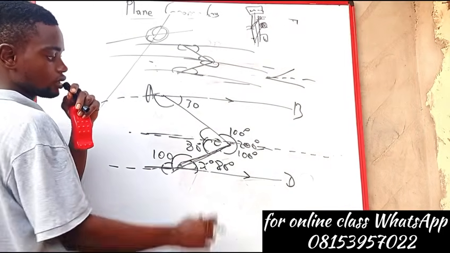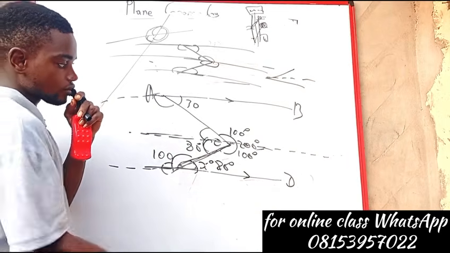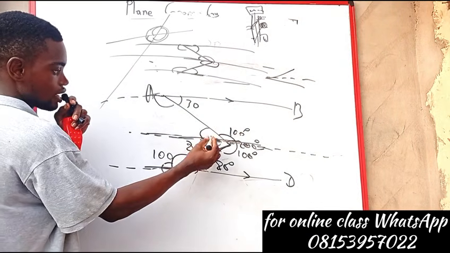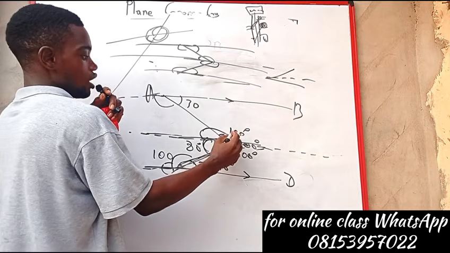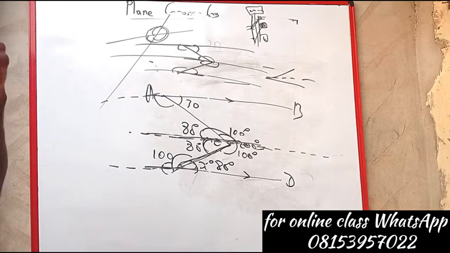Now how can I get this one? If you look closely, what can you see? You can see a straight line. If here is 100, this is a straight line, and a straight line is equal to 180. 180 minus 100 is going to give us what? 80 what? Degree. Have you gotten it?